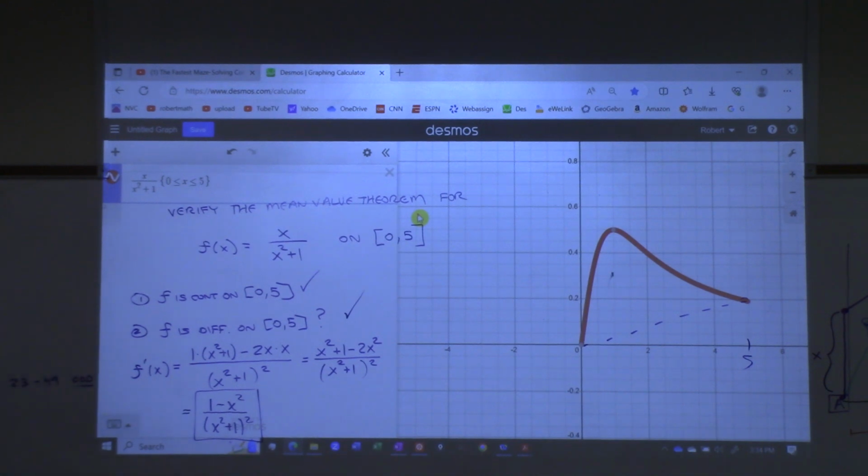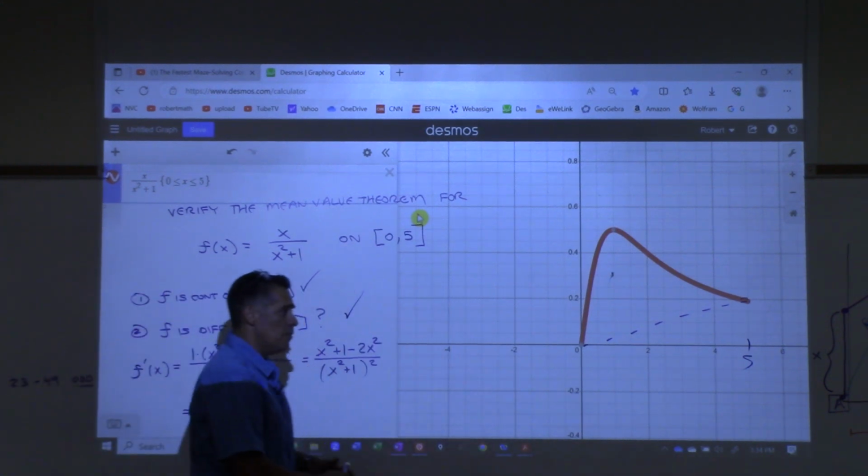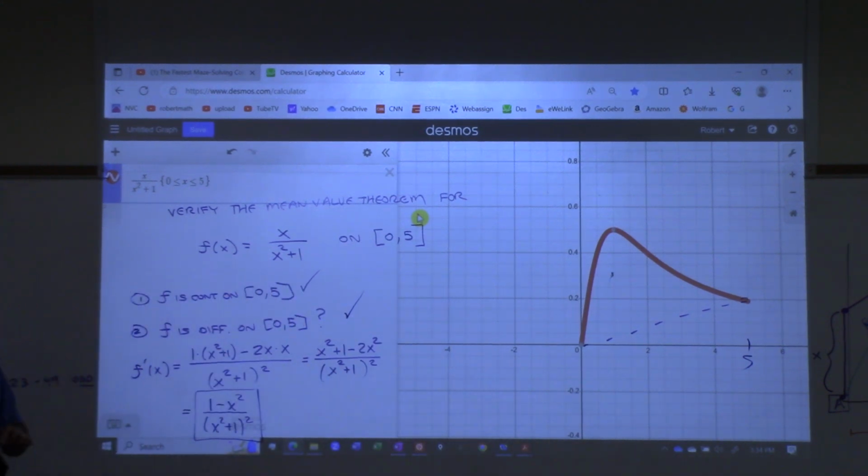Questions there? That's it. For the mean value theorem, those are the only conditions you need. Now, let's verify the mean value theorem. We have the two conditions met. So what does the mean value theorem tell us?